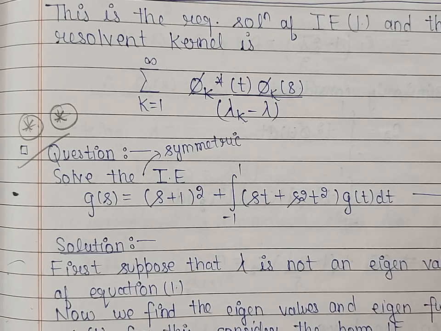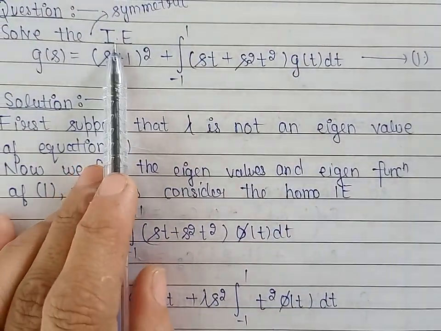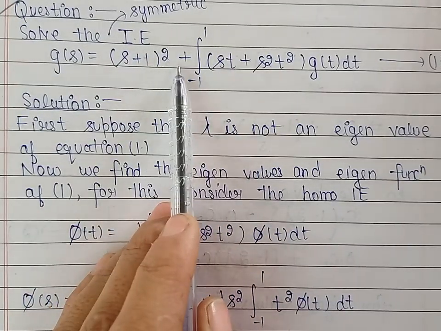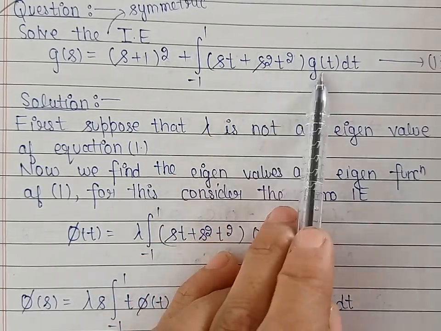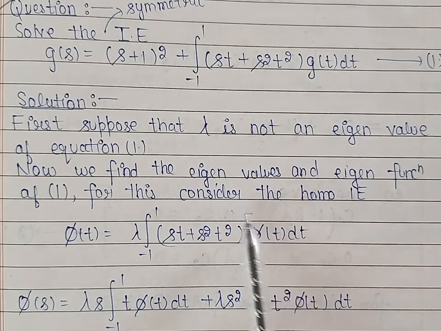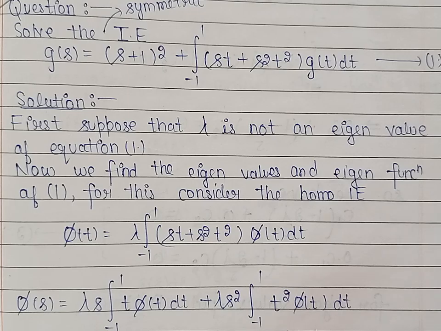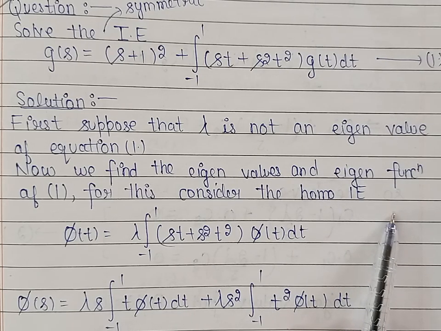Now let us see a problem based on this. The first problem is to solve the symmetric integral equation g(s) = (s + 1)^2 + lambda integral from -1 to 1 of (st + s^2 t^2) g(t) dt. Here let us suppose lambda is not an eigenvalue of this integral equation. So let us find the eigenvalues and eigenfunctions for this integral equation. As we already discussed in chapter 2, we will use the same method here to find the eigenvalues and eigenfunctions of the given integral equation.